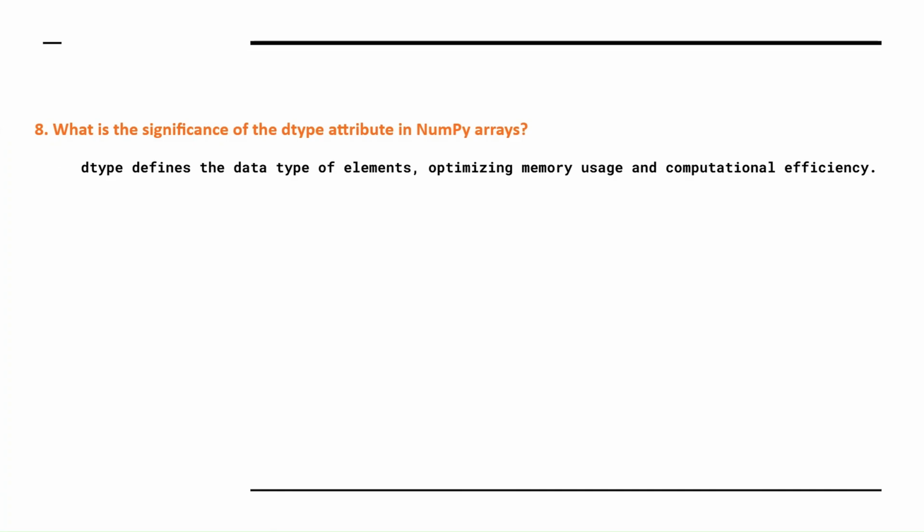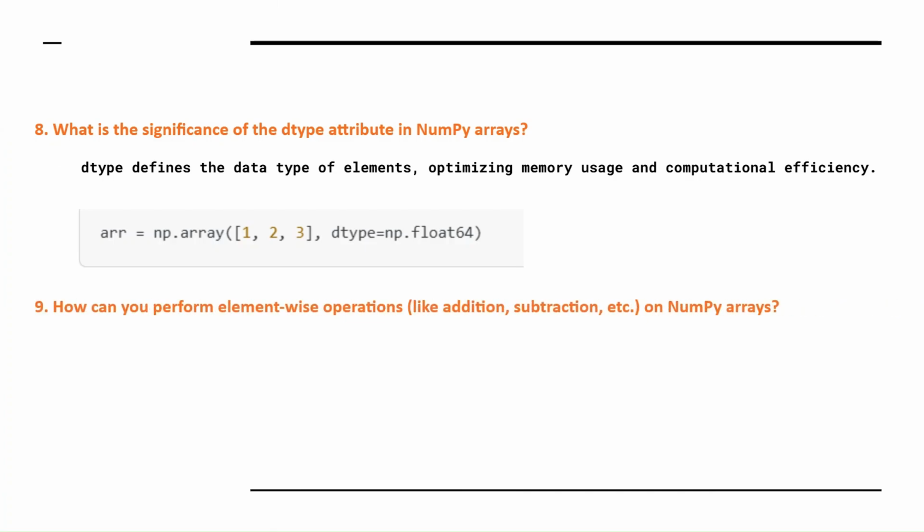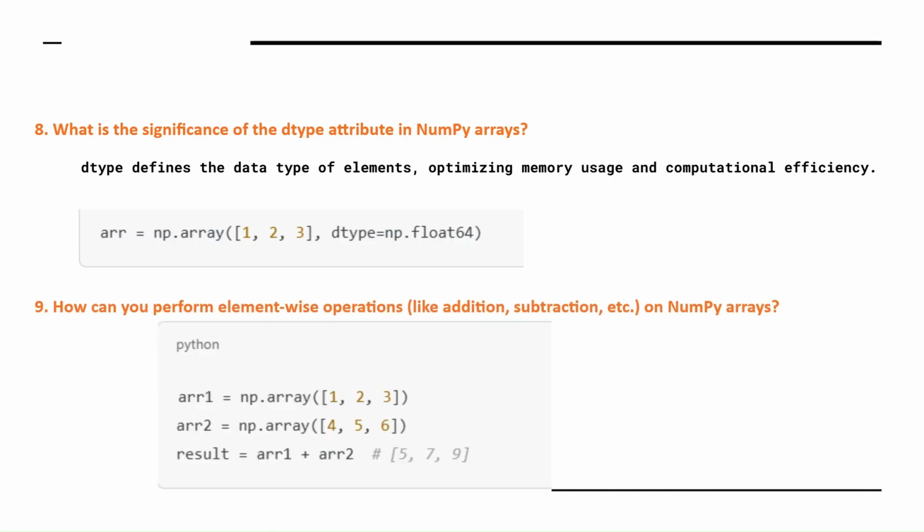What is the significance of the dtype attribute in NumPy arrays? Dtype specifies the data type of the elements in an array. For example, we can specify 1, 2, 3 as data type float. Explain element-wise operations in NumPy like addition, subtraction. Here is an example where we are adding two arrays, array 1 and array 2.